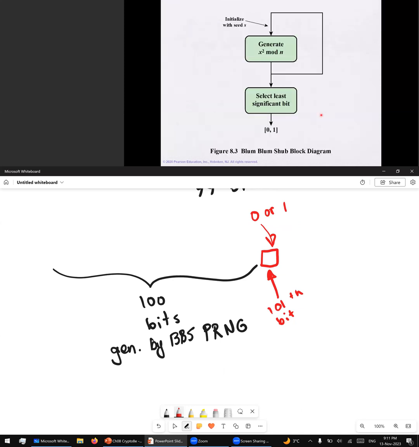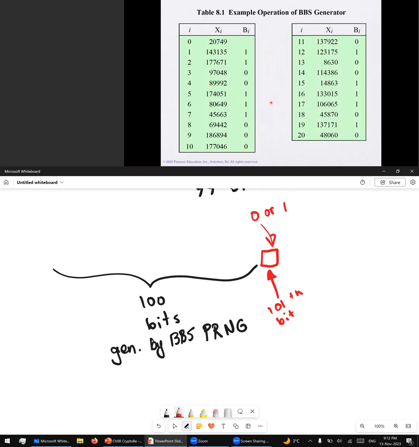So what you do is you initialize it with a seed. What happens is it squares and then takes mod n, and then it takes the least significant bit. And then it takes that generated value back here, squares, mod n, and then goes again, square, mod n. And every time it squares and then takes mod n, it takes the least significant bit. Very simple approach, but you can see that even the simple approach, you still don't know what the next bit is going to be. In fact, there's a slide here that we have that has an example of it.